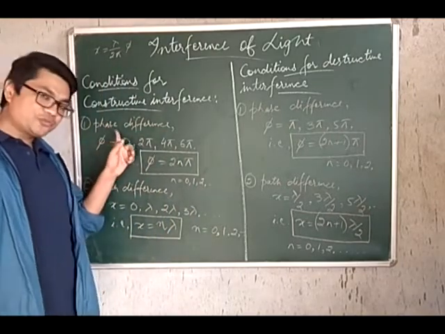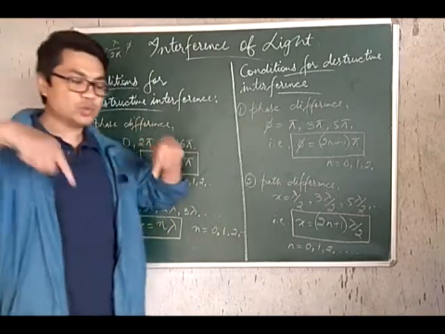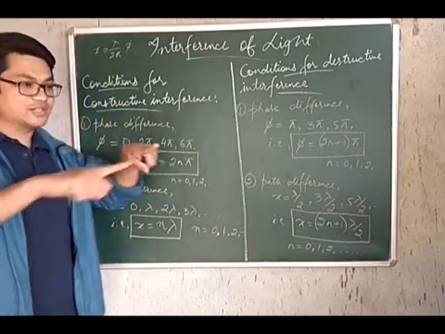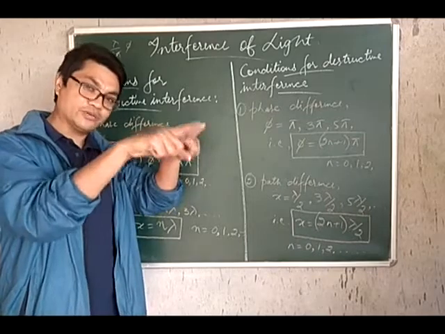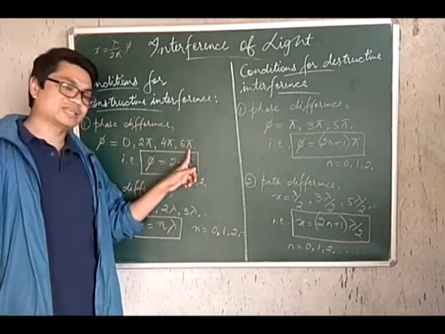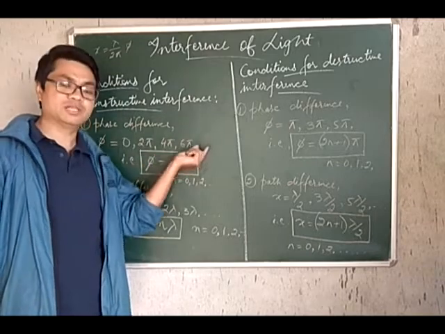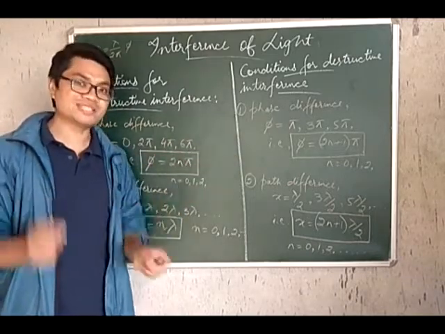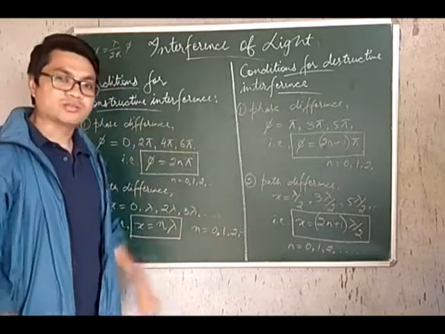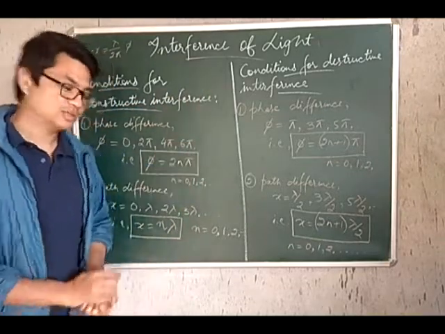If the phase difference between two interfering waves is 0, that is there is no phase difference and they are meeting in phase, or they have a phase difference of 2 pi, 4 pi, 6 pi, that is an even number multiple of pi, then we get constructive interference at that particular point.